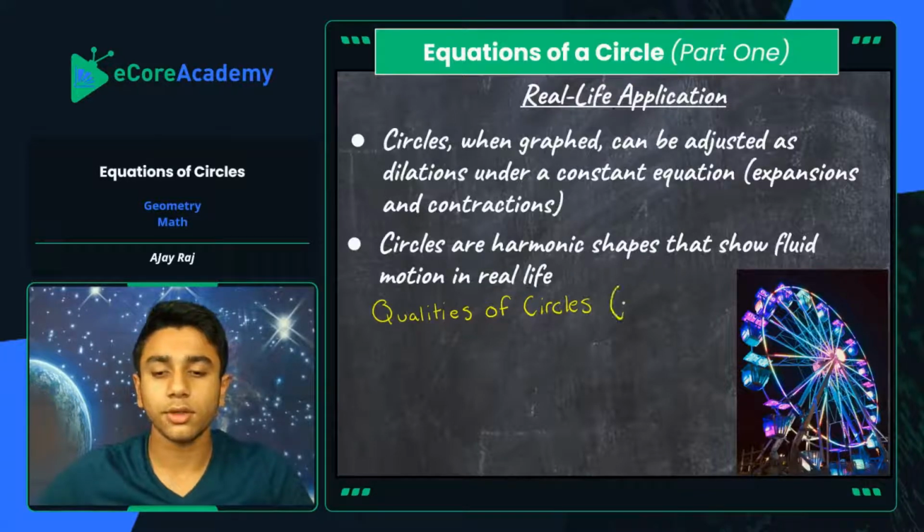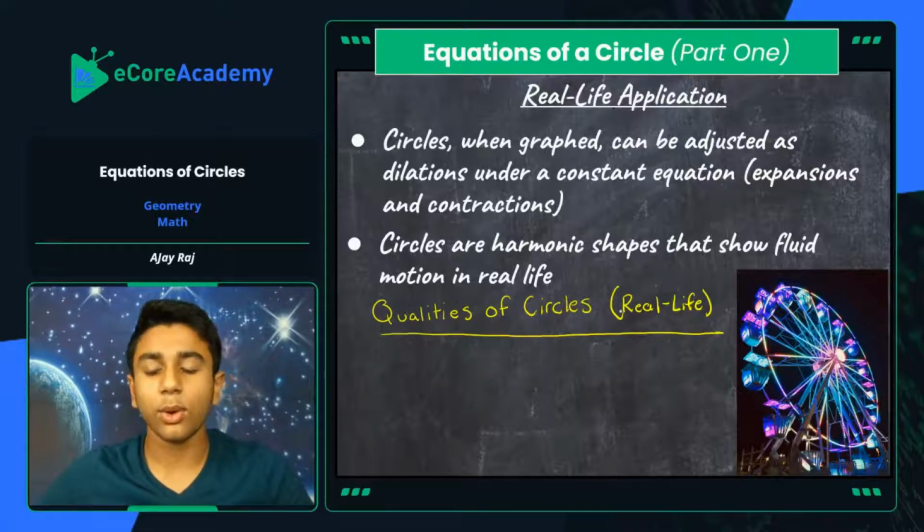I'll say real life here, not just geometric properties. Of course, geometry correlates to real life, but these are more simplistic terms that have a much more general meaning. So we have qualities of circles. One, they're harmonic shapes.